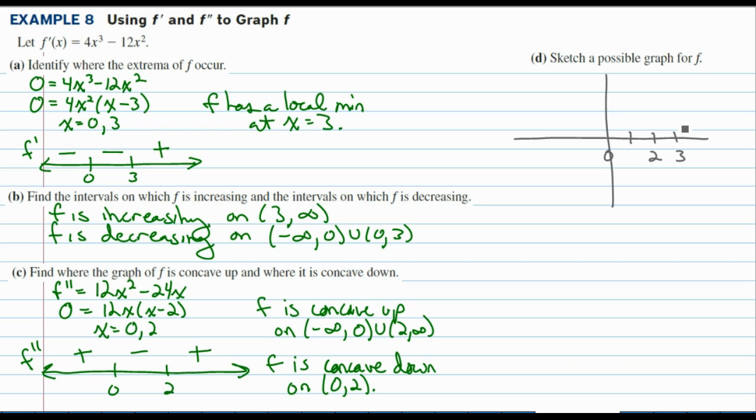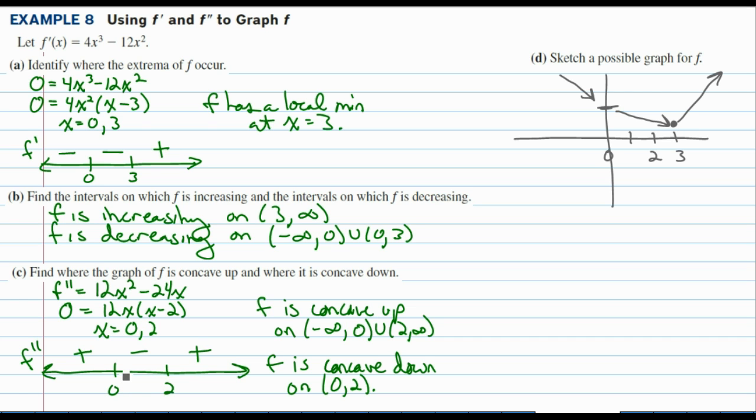Now my increasing, decreasing, I get from f prime. So we're decreasing from negative infinity to 0. But then I've got this flat spot at 0 that I'm going to mark there. And then I decrease again from 0 to 3. And then from 3 to infinity, increase. So there's some sort of minimum there at 3, like we said before.